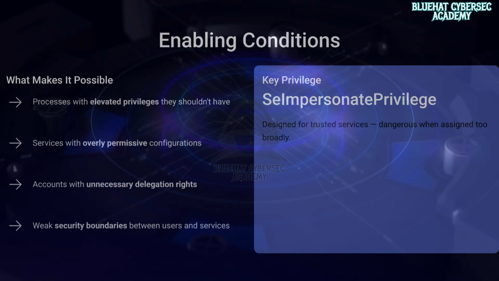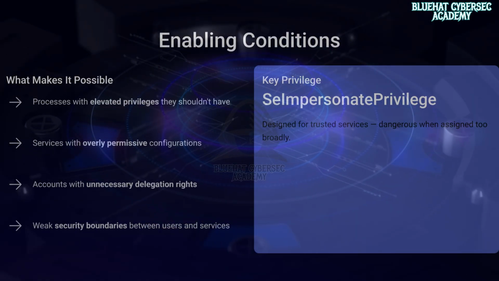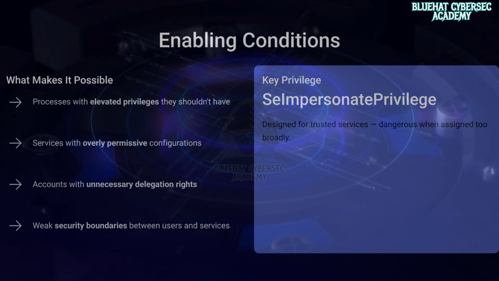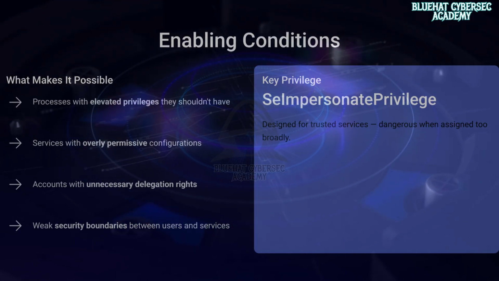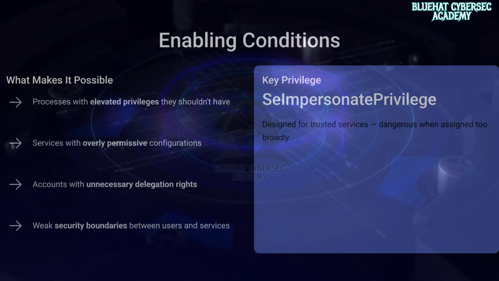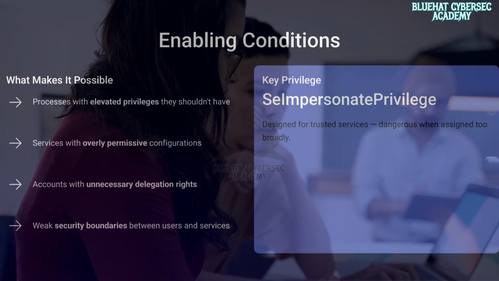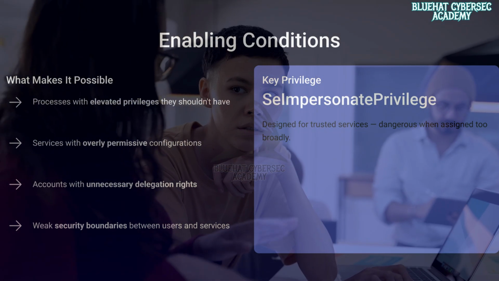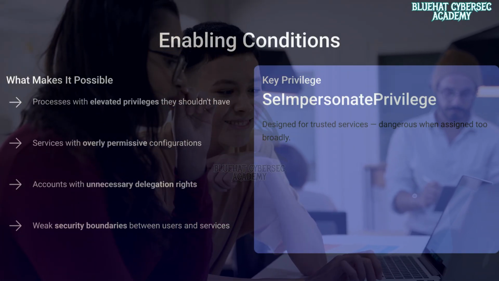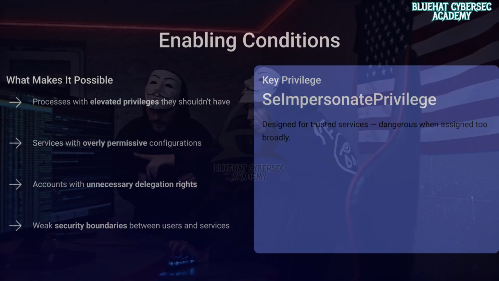Now, stepping back even further, let's understand what actually allows this to happen. Token impersonation becomes possible when a process has elevated privileges it should not have, when services are running with overly permissive configurations, when user accounts have unnecessary delegation rights, or when security boundaries between users and services are weak. One particularly sensitive permission in Windows environments is SeImpersonatePrivilege. This privilege is designed for trusted services, but when misused or assigned too broadly, it can introduce serious risk into the system.